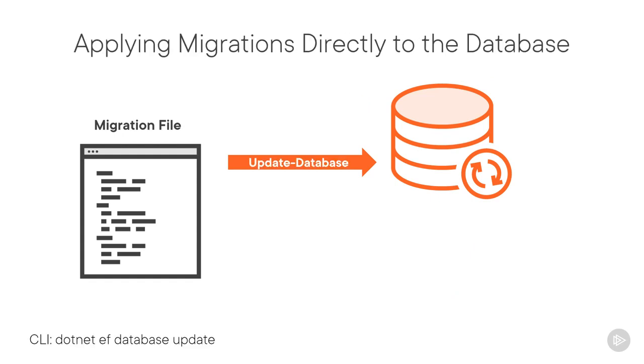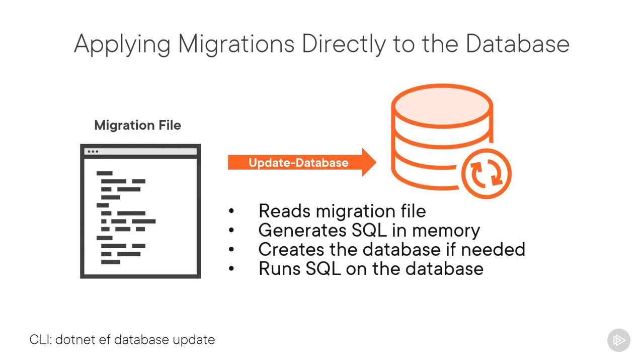The PowerShell command to update the database directly is update-database, and if you're using the CLI, that command is dotnet ef database update. In response, EF Core will read the migration file and create the relevant SQL in memory. If the database doesn't exist yet, it will create the database using the connection string, and then it will apply that SQL to the database.